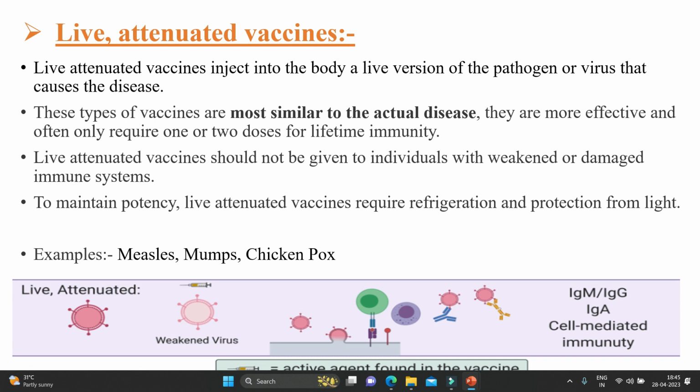Live attenuated vaccines inject into the body a live version of the pathogen or virus that causes the disease. These types of vaccines are most similar to the actual disease. They are more effective and often only require one or two doses for lifetime immunity. Live attenuated vaccines should not be given to individuals with a weak or damaged immune system. To maintain the potency of live attenuated vaccines, they should be refrigerated and protected from light.